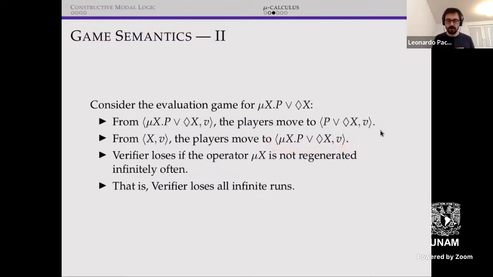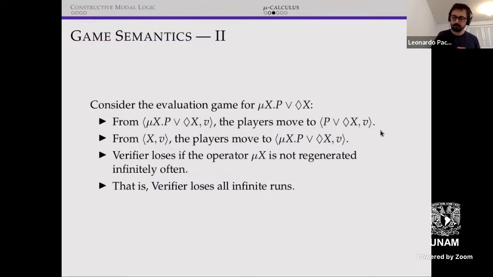And you want this game to be finite, because the verifier is going to lose the game. By definition, the verifier is going to lose some infinite play if and only if this mu x appears infinitely often. So that's the condition. If the game goes on and mu appears infinitely often, the verifier loses. And you get something similar that if you have some formula with just a nu operator, then on an infinite play, the verifier is going to win if and only if it's regenerated infinitely often.